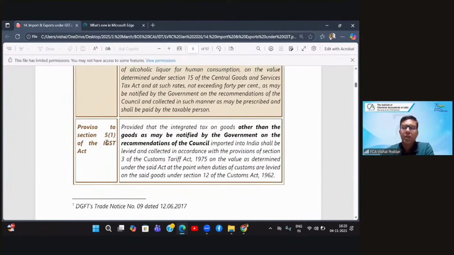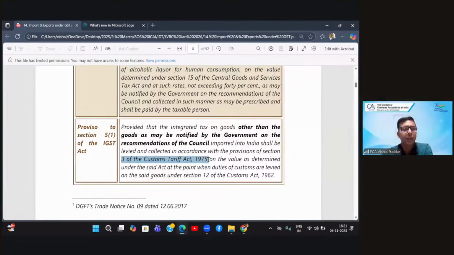Means what? You are going to pay IGST on import of goods, but the levy and all the collection mechanism would be as per customs law. Means what? The nature of tax is GST, that is IGST, but the mechanism is of customs. Hence, import of goods is covered in the proviso to 5(1). So the proviso to 5(1) exclusively covers only IGST on goods which are imported into India, and it says that the levy, the collection, everything in relation to import of goods of IGST will be as per the provisions of customs law.